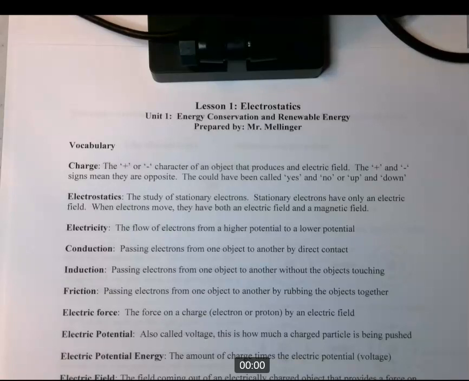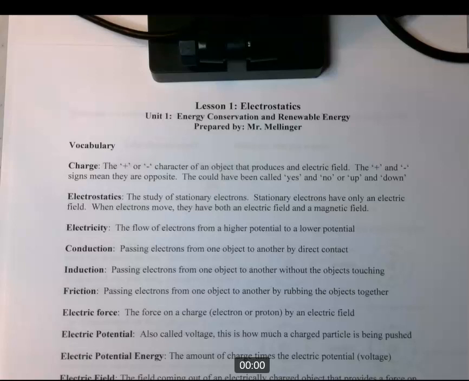And it can either be an organized flow, such as an electric circuit to make an electric fan work, or it could simply be by nature, flowing from the clouds where there's a thunderstorm to the earth. Conduction is passing electrons from one object to another by direct contact. Induction is passing electrons from one object to another without the objects touching. And friction is passing electrons from one object to another by rubbing the objects together. In other words, literally rubbing off the electrons from one object to another.